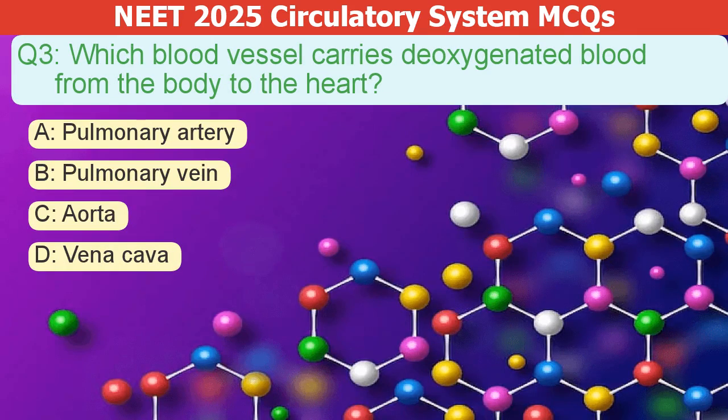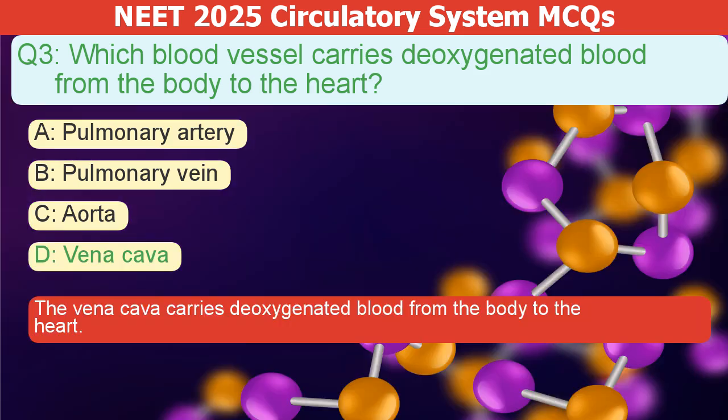Which blood vessel carries deoxygenated blood from the body to the heart? A. Pulmonary artery. B. Pulmonary vein. C. Aorta. D. Vena cava. The correct answer is D. The vena cava carries deoxygenated blood from the body to the heart.